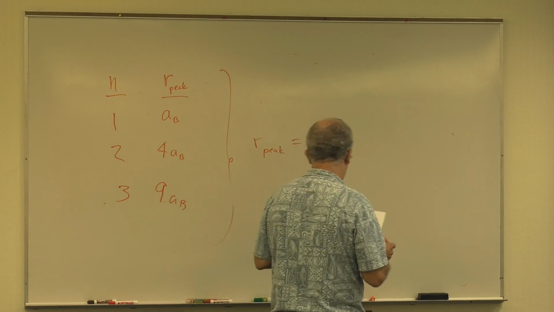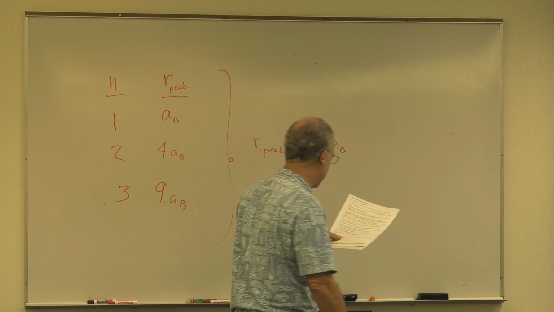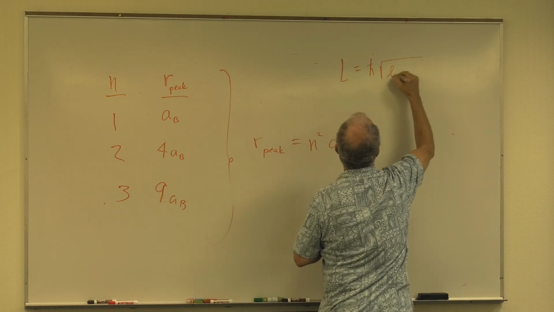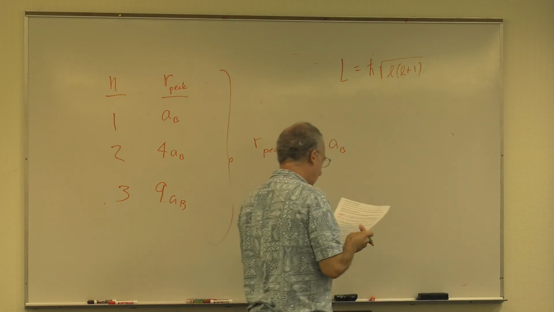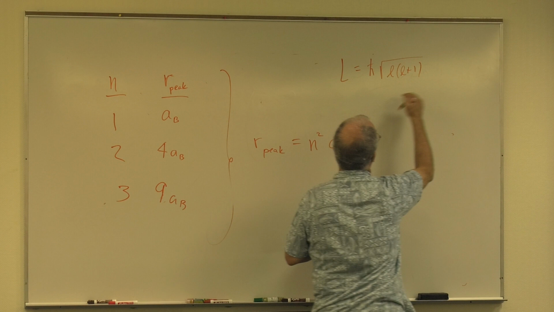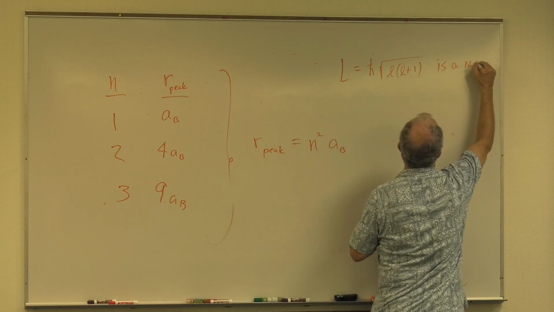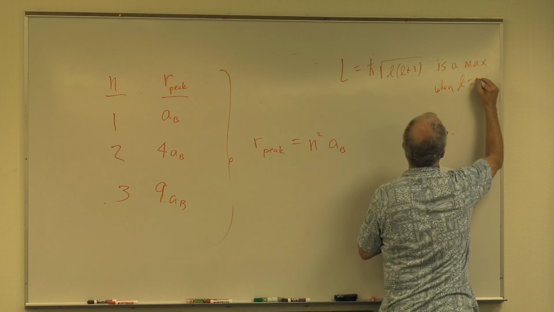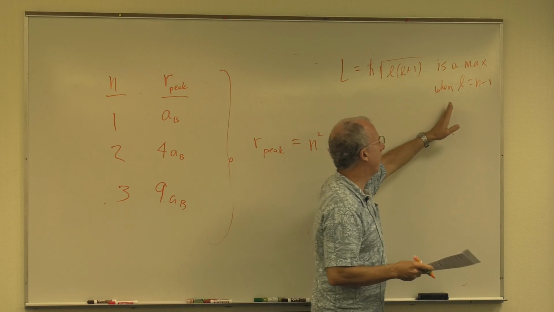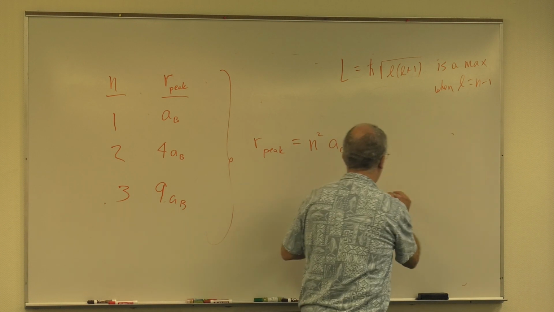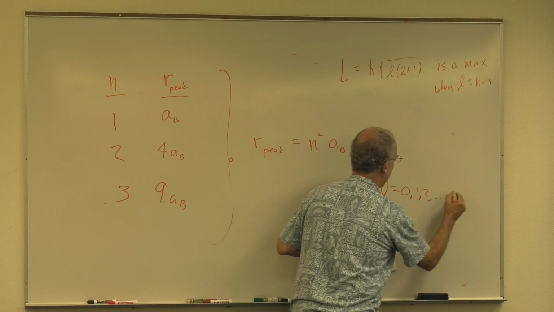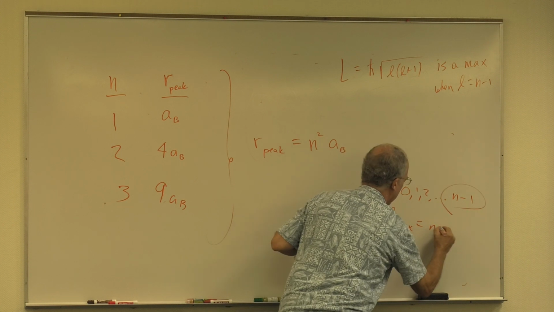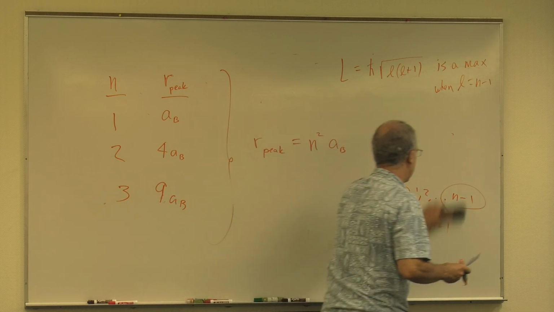Well, let's think about this. L is h bar square root of l times l plus 1. Now, this is always going to be max when l equals n minus 1. Remember l goes from 0, 1, 2, and so on, up to n minus 1. So the maximum l is just n minus 1. Okay, so that makes sense.